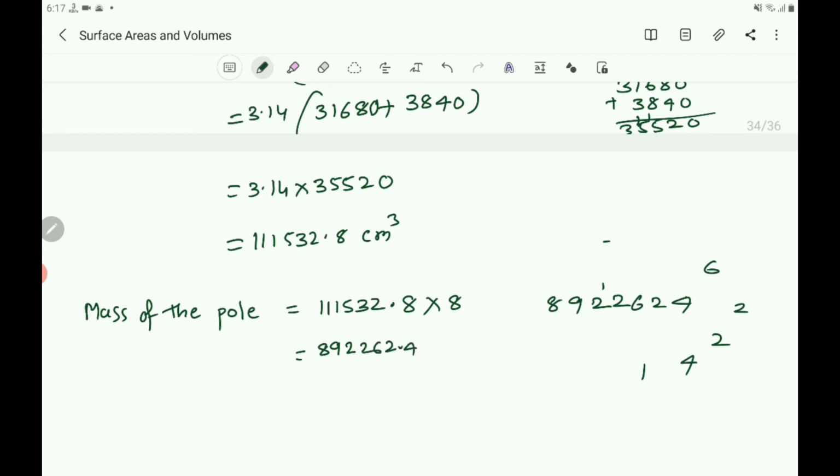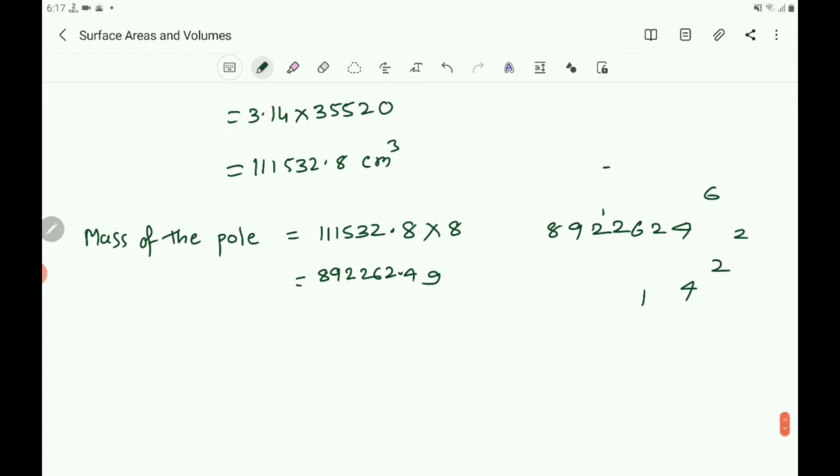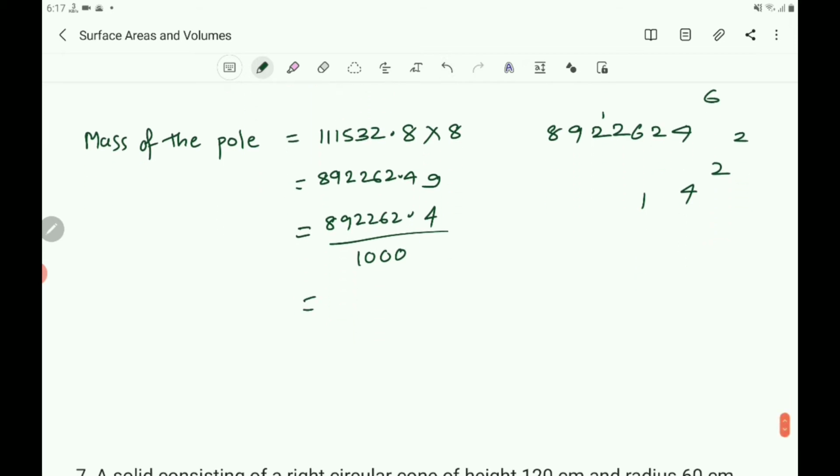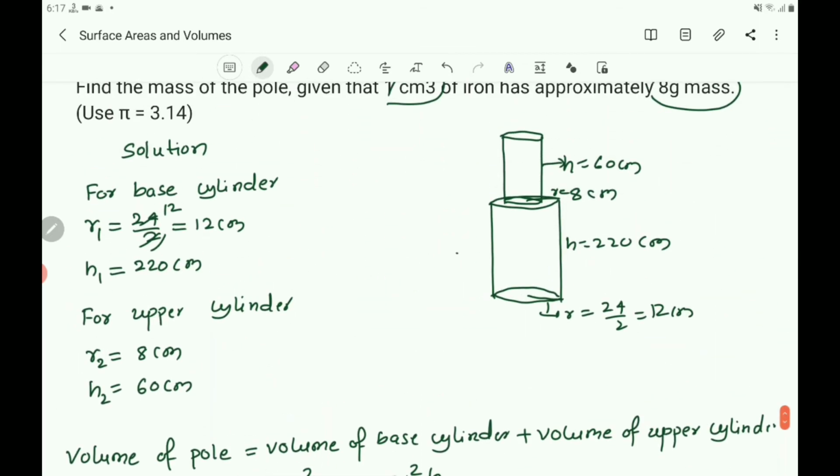2624, that is 0.4 grams. Then if it is divided by 1000, you can convert this into kg. So you write 892262.4 divided by 1000. 1000 means you take these 3 digits too. Here it is divided by 1000, then it becomes 892. Shift that 2 digits after the decimal point, 0.2624 kg.